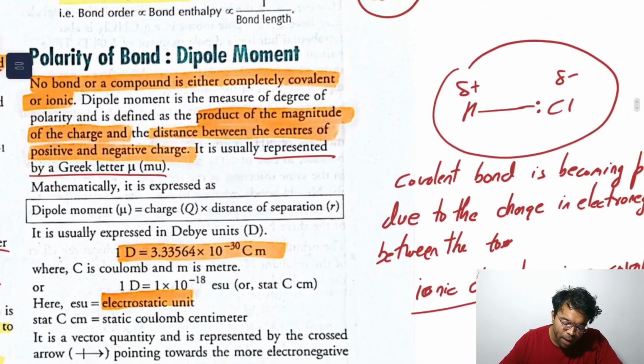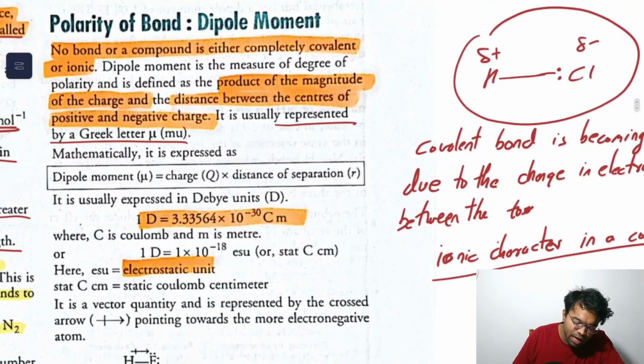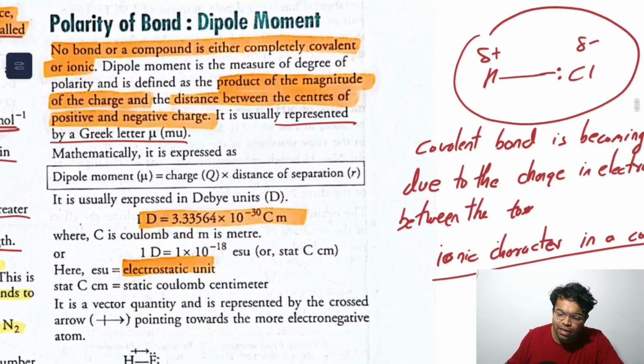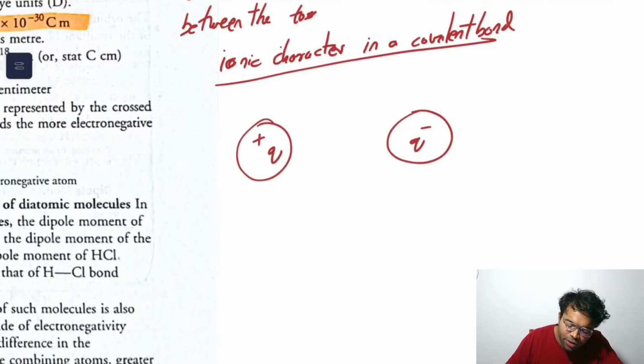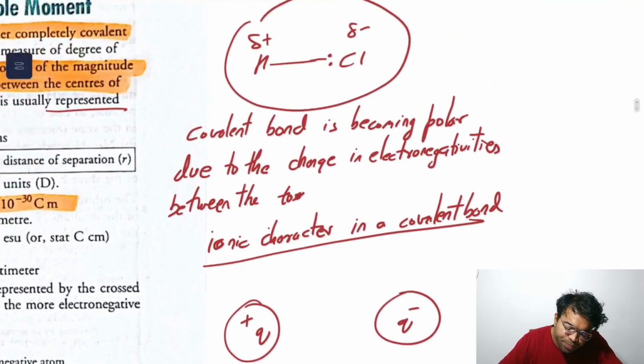Now, mathematically, it is expressed as dipole moment mu is equal to the magnitude of any charge. It can either be positive or negative. I'm saying magnitude because we are not going to include the negative sign. So it is the magnitude of any charge multiplied by the distance between the two charges. For example, if you have a charge plus q here, and a charge minus q here, both of them have the same magnitude. So Drupad, look at this.